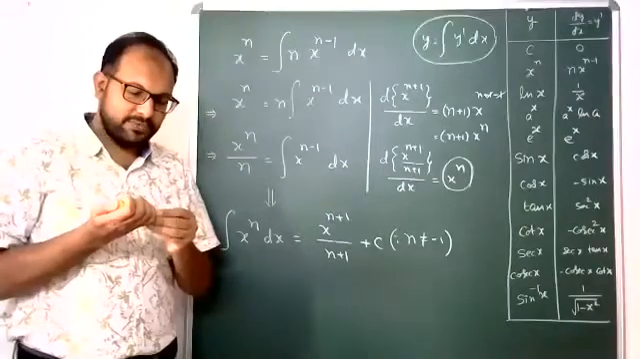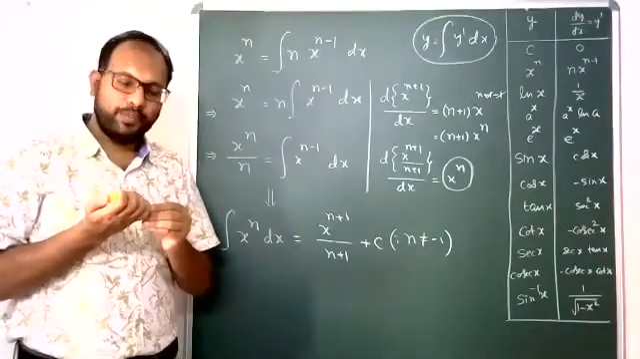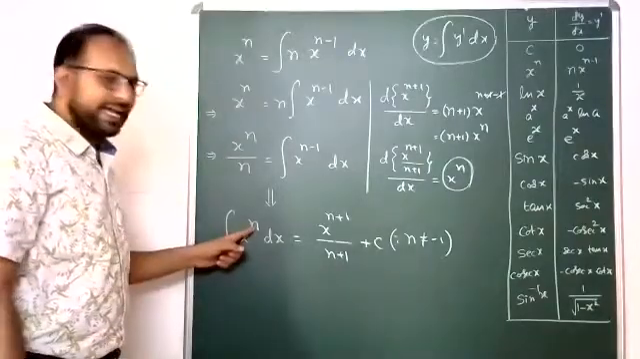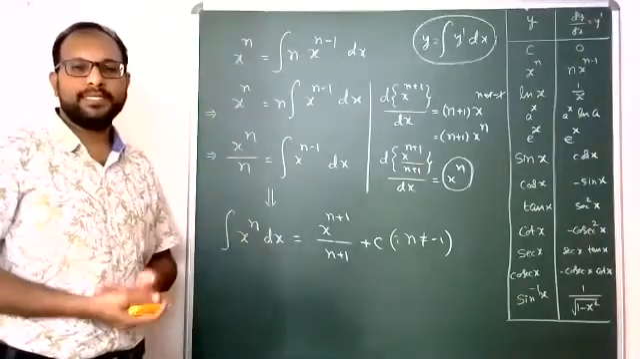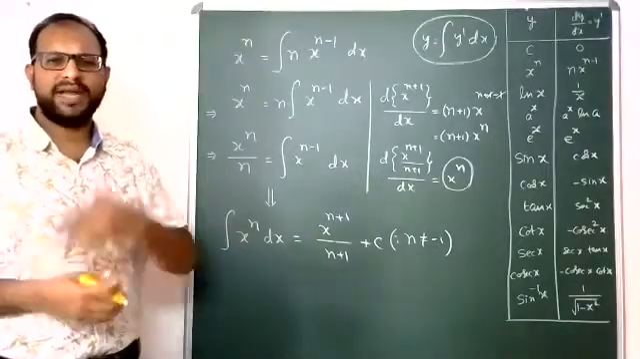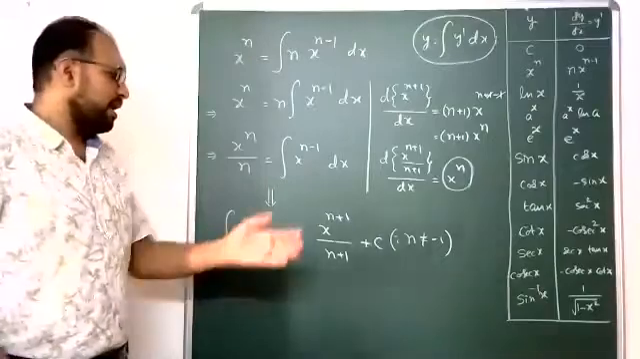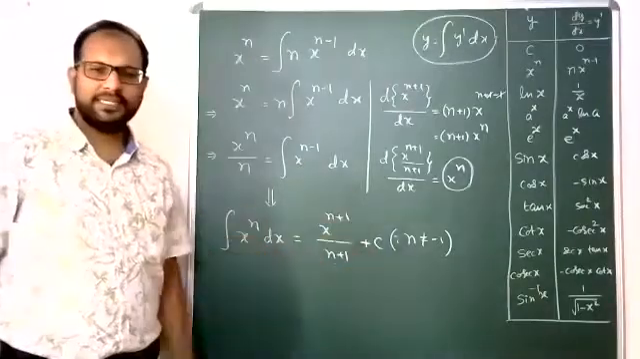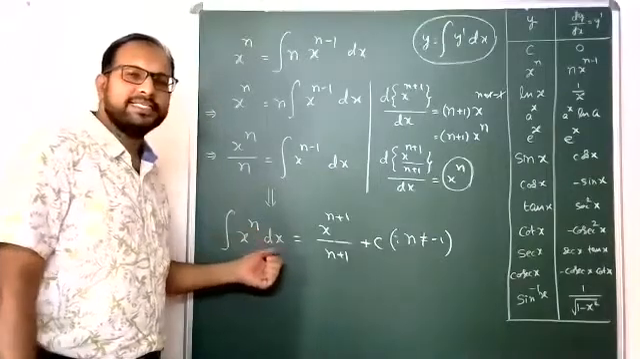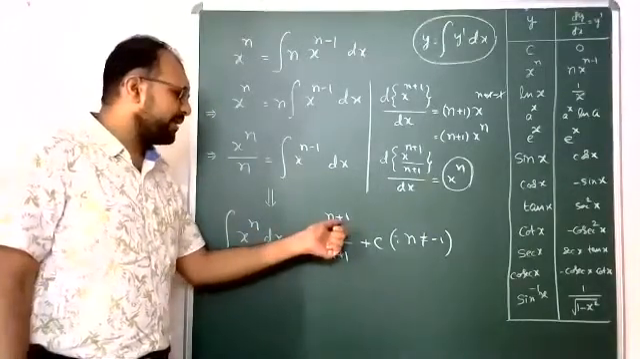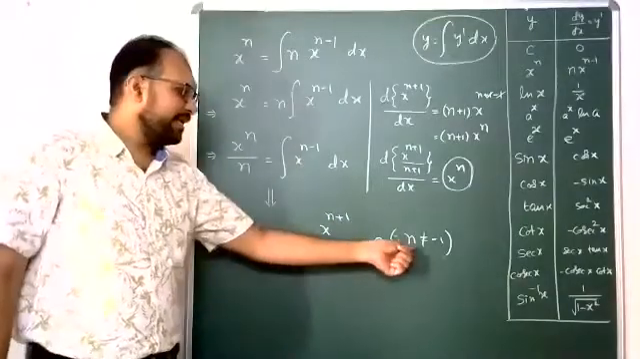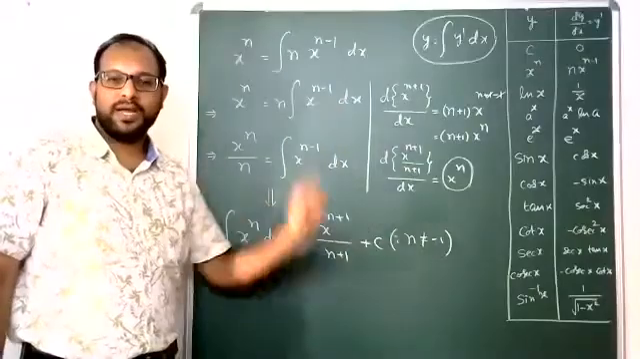Yes, so students, this formula is more important. Please try to solve problems by taking n as different numbers, for example 3 by 2, 5 by 2, 7 by 2, minus 7 by 2, minus 1 by 2, minus 3 by 4. Take all of these and solve like that. And please remember, integral x to the power of n dx equals x to the power of n plus 1 by n plus 1 plus some constant, mandatory, n not equal to minus 1.